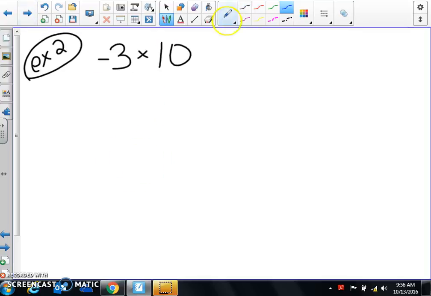Okay, start by looking at my negatives. I've only got one negative, therefore that's an odd number, so I've got a negative. Okay, 3 times 10 is 30. Done.